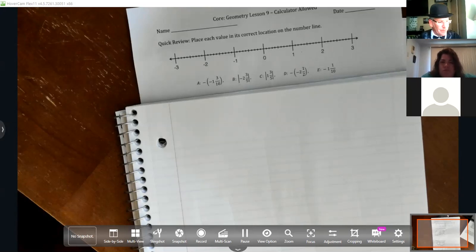Okay, here we go. So all you got to do for problem 1 is let's draw a number line. And so this is quick review, so do QR. And then just draw a number line nice and easy, like so. Right in the middle is 0, 1, 2, 3. To the left is always negative, -1, -2, -3.